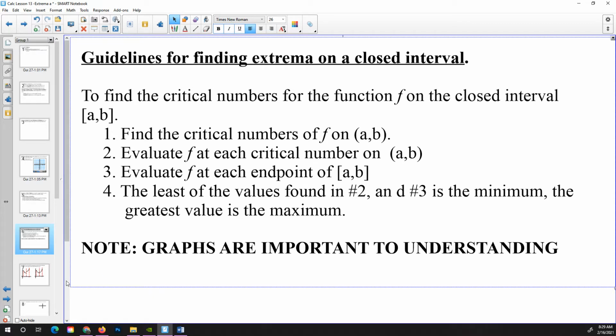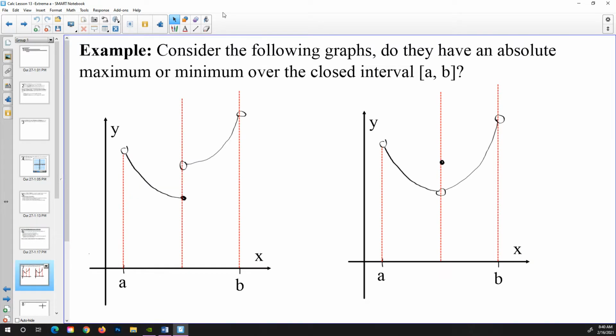So let's look at some graphs to try and understand these points just a little bit better. Okay, so let's look at this example. Consider the following graphs. Do they have an absolute maximum or minimum over the closed interval a to b? All right, so the closed interval is going to include both a and b in this particular instance.